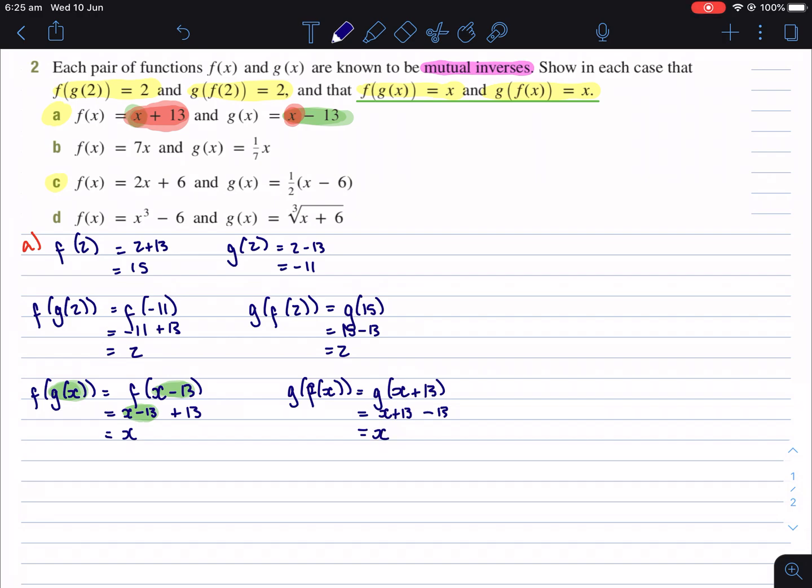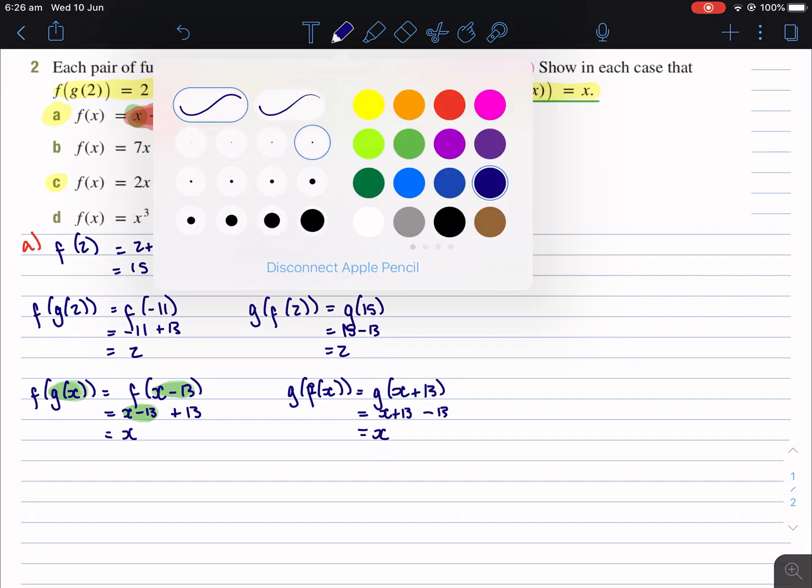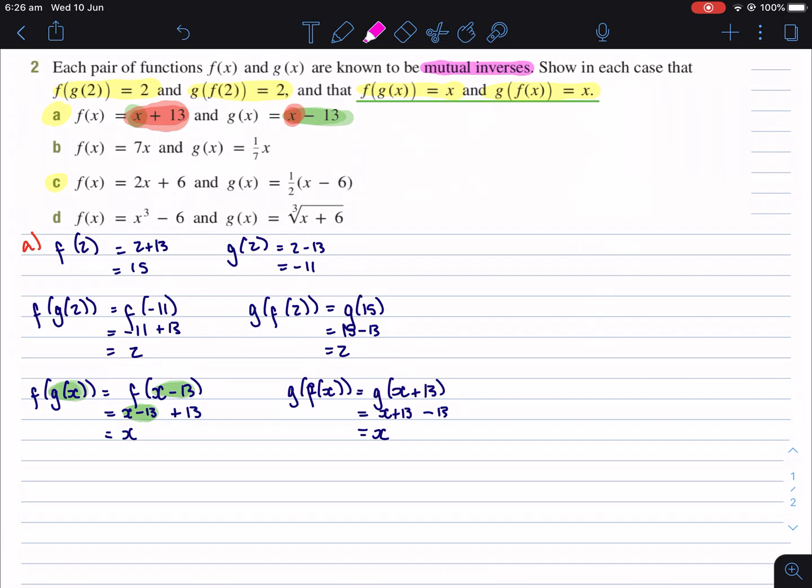So because these both came out as x, they're reflected on y equals x, yeah? So because when you sub one function into the other, it comes out as x, it means they are reflected on y equals x. They do come out as mutual inverses. That's the quick and easy way to say it. Mutual inverses. Hooray! Now let's do C.